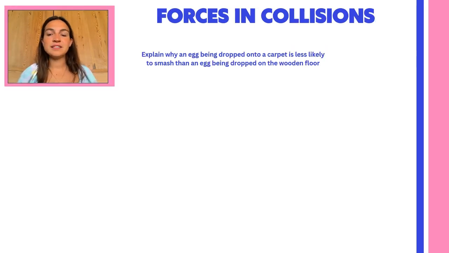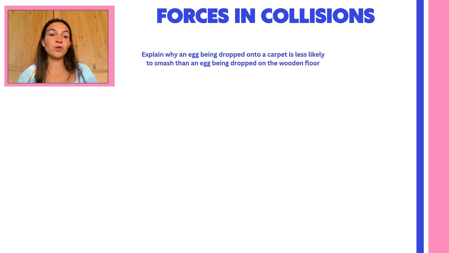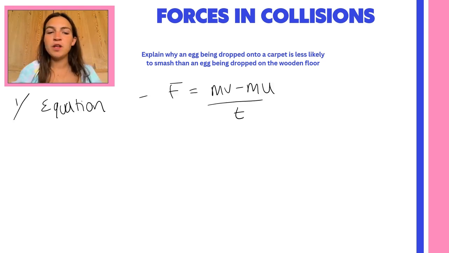Okay, enough maths, let's deal with some explanation style questions. So we have: explain why an egg being dropped on a carpet is less likely to smash than an egg being dropped on a wooden floor. First things first, try to avoid talking in terms of energy transfers here. It would generally overcomplicate things. When you see a question like this, which is basically asking you why the force on one object would be less than the force on another object, you need to be using that equation we've just looked at.